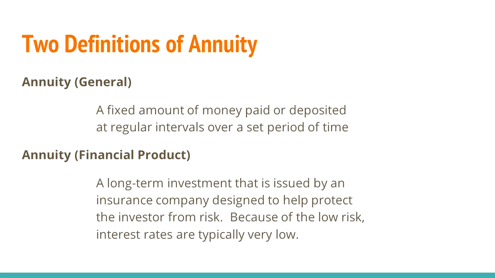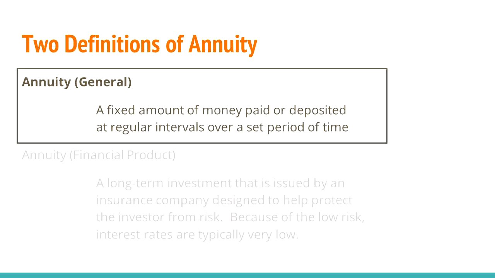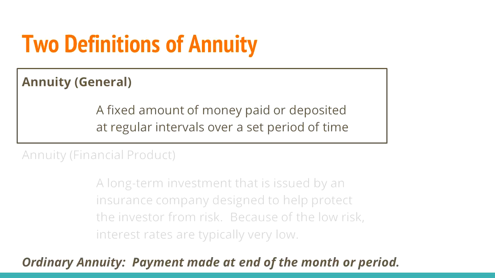This financial product is a long-term investment that's issued by an insurance company. One of the defining characteristics is the fact that this particular investment offers the investor very low risk, and with that low risk comes very low interest rates. We're going to be focusing on annuities as the general definition. In particular, we're going to be looking at ordinary annuities. Ordinary annuities are those where the payment is made at the end of each month or period.